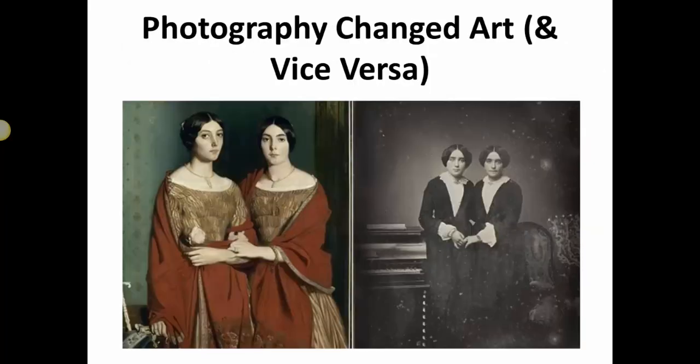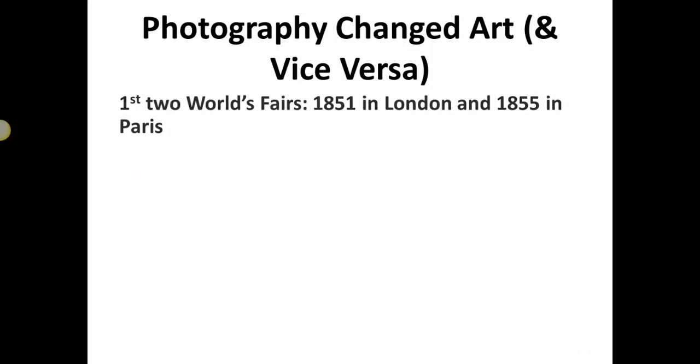Now, as photography evolved, it really changed the artistic side of things. Art also changed photography as well. And this is a typical kind of relationship that comes when a technology is introduced. There is a kind of two-way relationship between the culture, in this case art, and the technology. So with photography coming along, it first debuted as art in 1851 in London, and even more significantly a couple years later at the World's Fair in Paris, France.